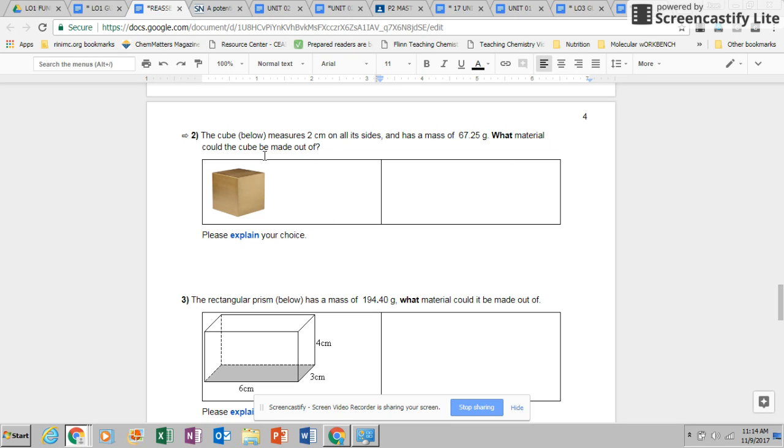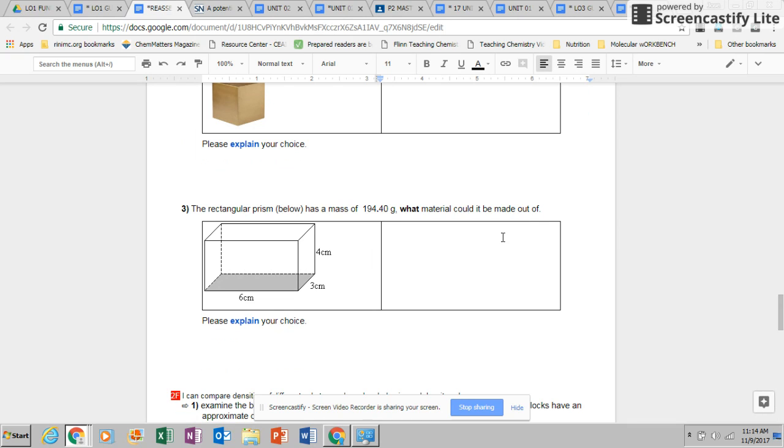And then it's asking what material the cube could be made out of. You need to look on the sample list with all the densities, and whichever density matches the one that you calculated would be the material the cube is made out of.